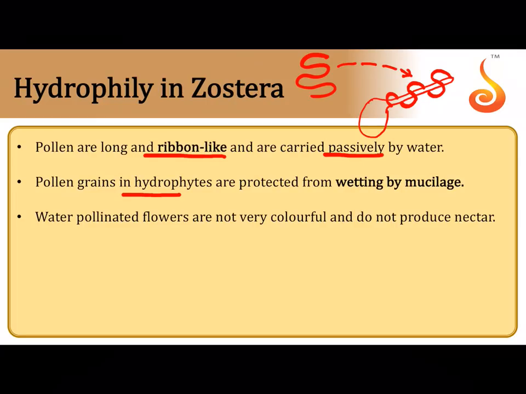The pollen grains in all these plants which depend on water for pollination are protected from wetting. If they get wet, they get decayed. So how are they protected from wetting? By a sticky substance that covers them, which also helps them float around in the water, and this sticky substance is referred to as the mucilage. Water pollinated flowers also don't have to attract any honeybee or ant or wasp or anybody, therefore they are not very colorful and they do not produce nectar.